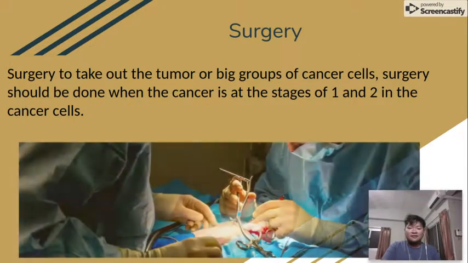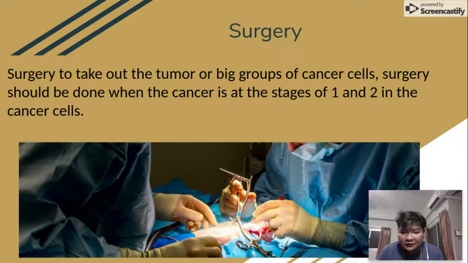So this is surgery. Surgery is usually used at stage 1 or 2, when the cancer hasn't grown into different parts of the organs yet, because this is mostly done for tumors. If there's a small tumor, you can take it out.